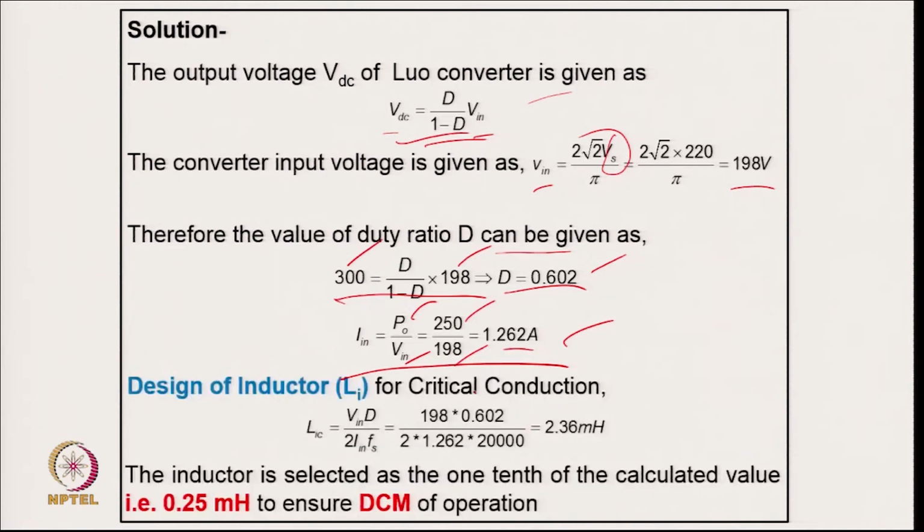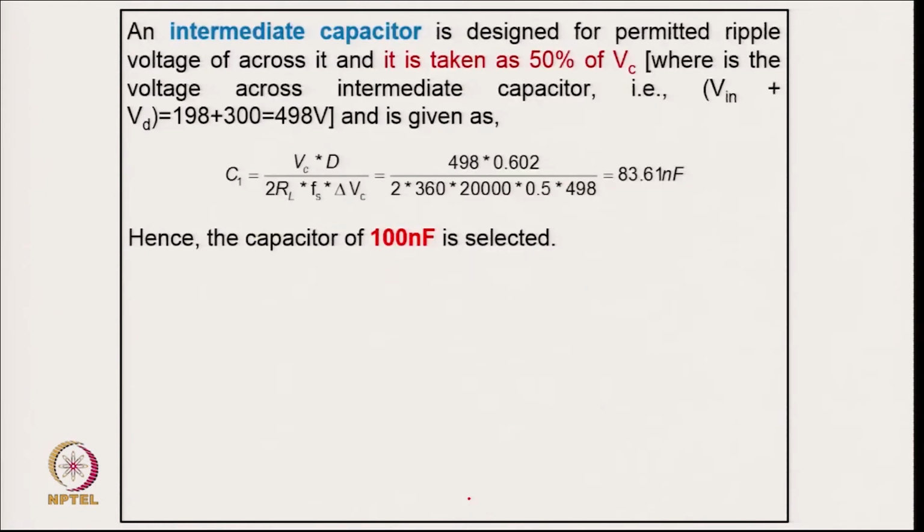Now, coming to the design of the inductor for discontinuous mode. We calculate for critical conduction from this relation, where we allow a ripple of twice the average inductor current. It comes to 2.36, and to make sure that it operates in DCM under all operating conditions, we select 1/10 of this. So it is selected typically as 0.25 millihenry to ensure DCM over a wide operating range.